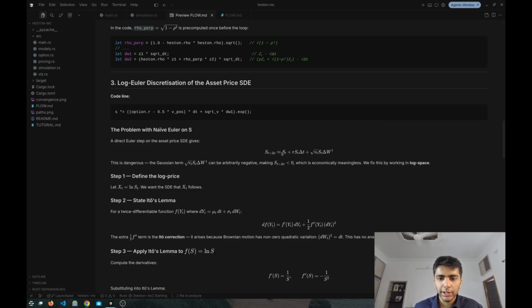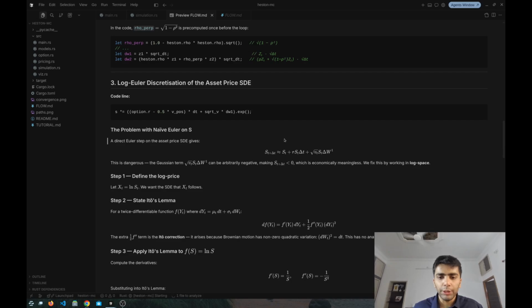So this particular form is the naive Euler discretization of the asset price SDE, but there is one huge problem here: this particular shock term can rarely become a large negative number. That can make this entire right hand side a negative value, which basically means that the stock price has now become negative, which we obviously know is not possible in markets.